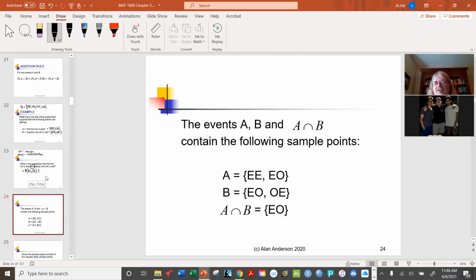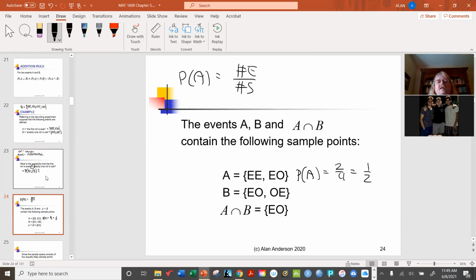Now, remember, this is a sample space where all the elements are equally likely. So the probability of A can be counted as 2 out of 4. There's 2 elements in A. I'll write that up here. Because the elements in the sample space are equally likely, the probability of A is simply 2/4. The probability of B is 2/4 again. And the probability of A intersect B is therefore 1/4.